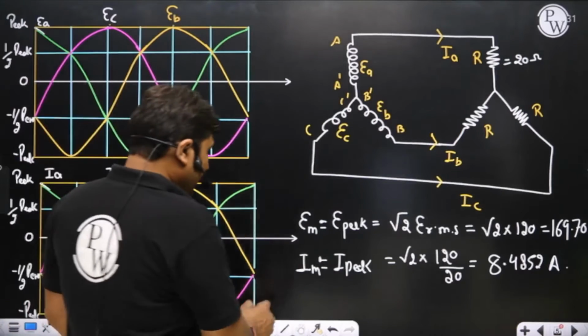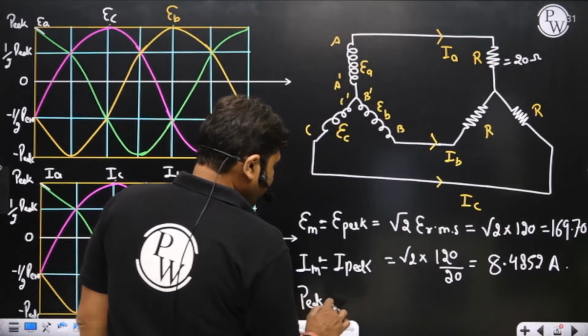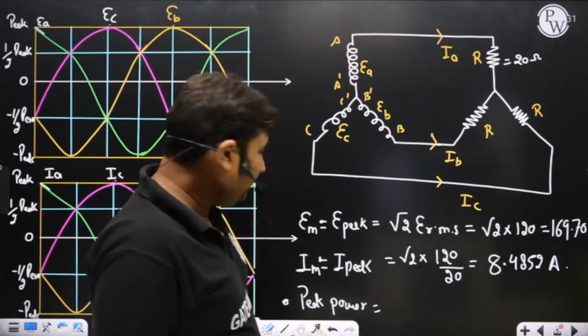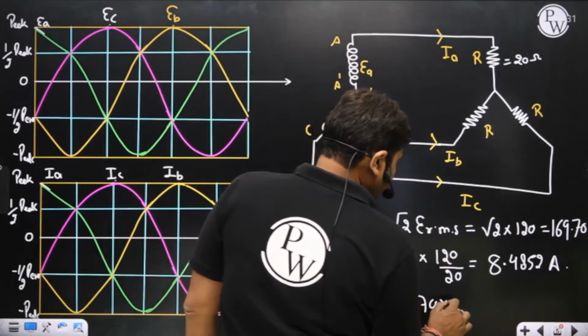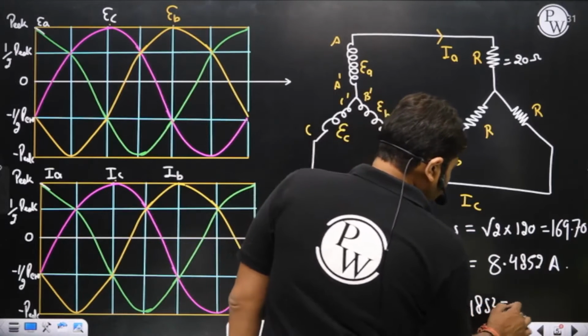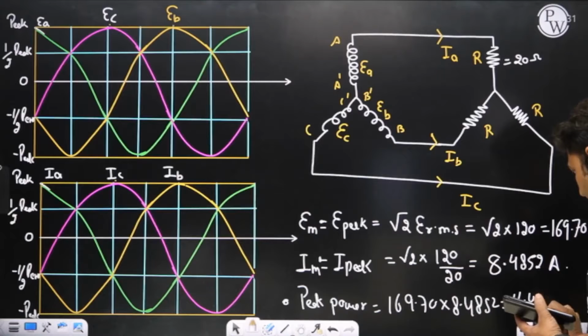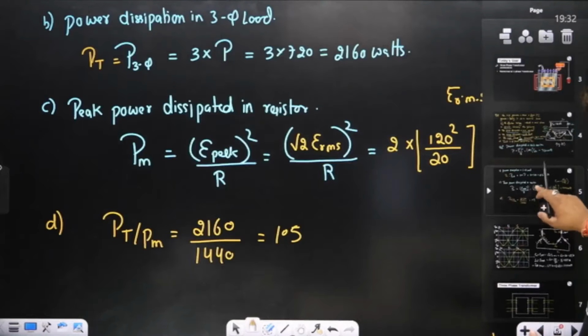So can you find the peak power across each resistor? What is peak power? Peak power is EM into IM, that is 169.70 into 8.4852. Please calculate peak power. So peak power will become 1440 watts. It matches with the previous calculation that we have represented here.